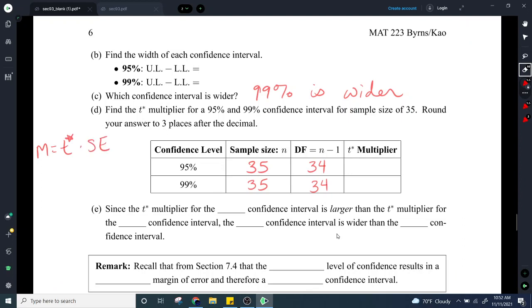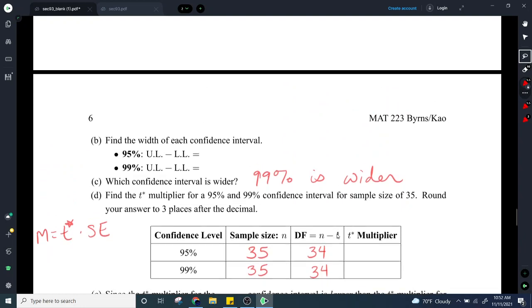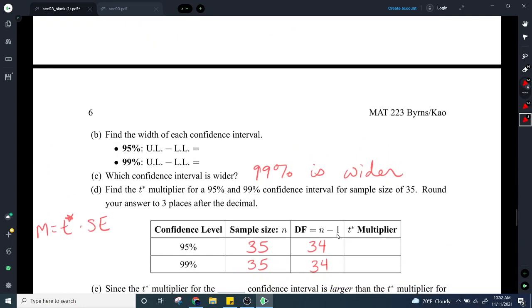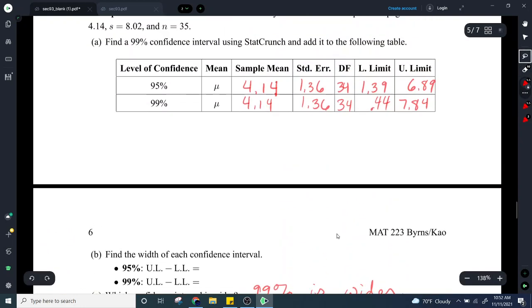I'm trying to think of the best way to figure this out without having to make you do too much work. Let's start with the 95% interval. Go back to your interval here. Remember the sample mean was 4.14. Think about your interval like on a number line. 4.14 would go in the middle. My lower bound was 1.39. My upper bound was 6.89.